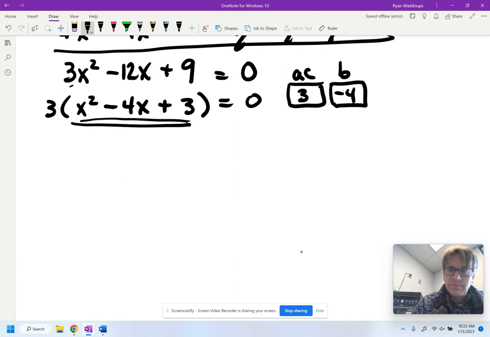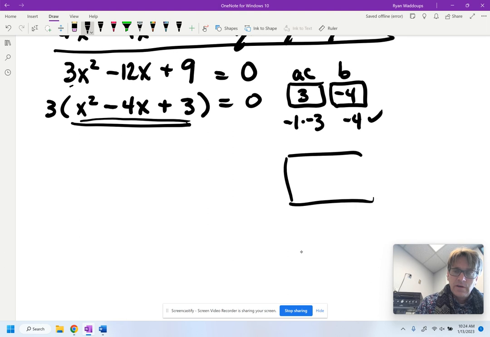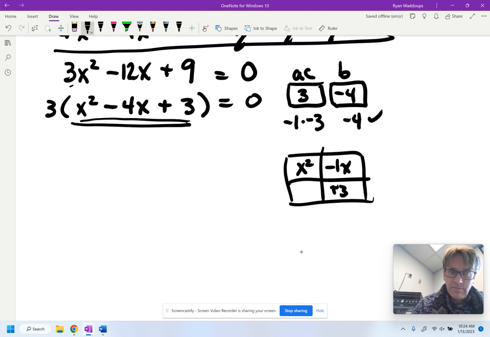So since this is positive, they're going to be both of the same sign. I'm going to say negative 1 times negative 3. And when I add negative 1 plus negative 3, I get negative 4. So those are the numbers we're looking for to factor this. Put it in the box. X squared plus 3 minus 1x and minus 3x.